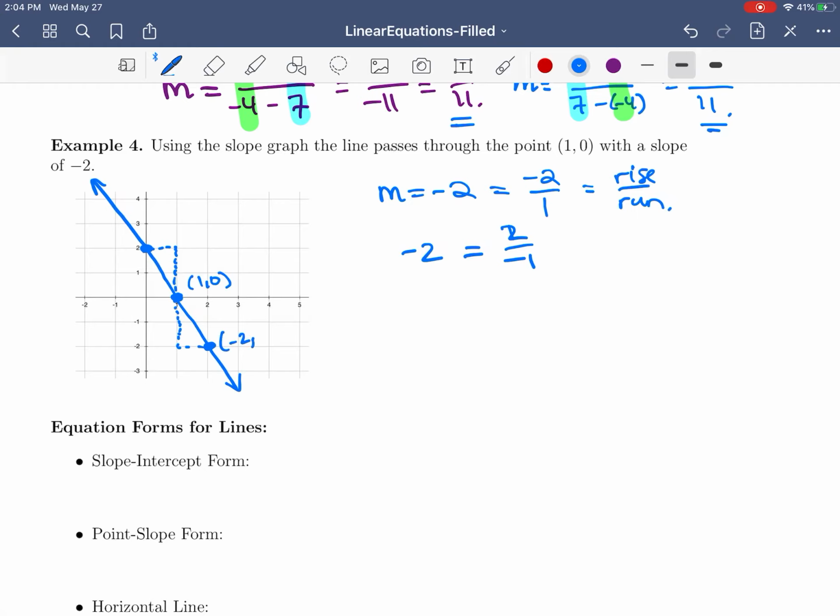So this is the point positive 2, -2, and this is the point 0, 2. So depending on which version of the -2 you use, you get these different points.